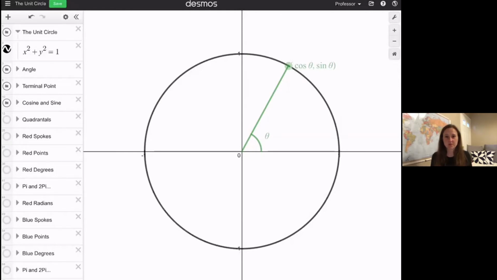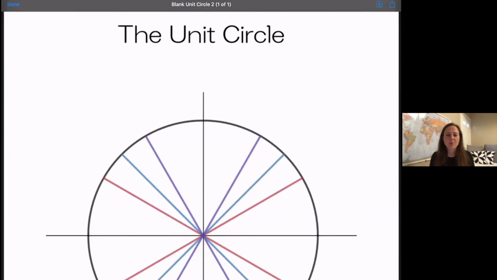All right, so posted on Blackboard, I have these blank unit circle pages that we're going to fill out. Our goal is for a bunch of these angles to get their terminal points labeled with their x and y coordinates, because we saw on the last slide that the x and y coordinates were going to give us the cosine of the angle, comma, the sine of the angle.